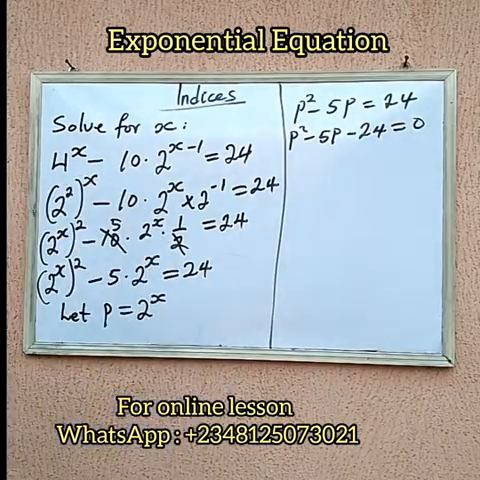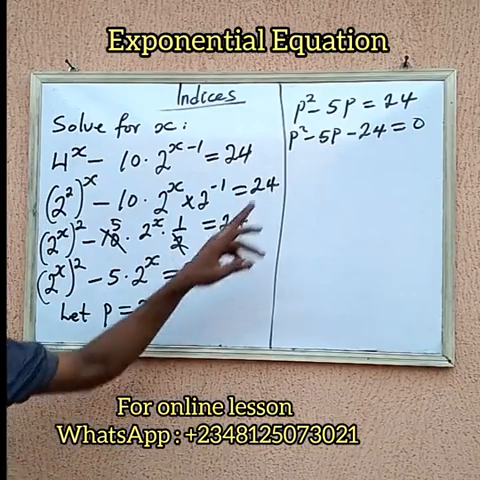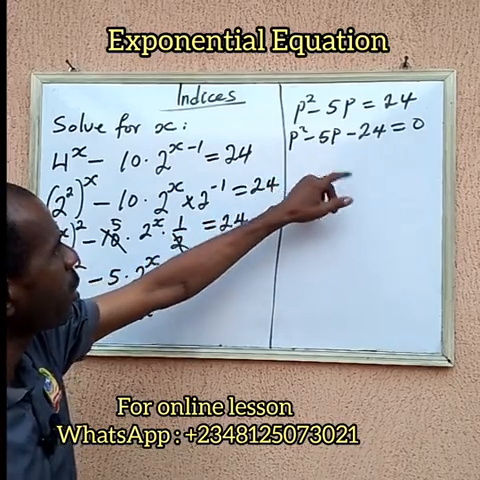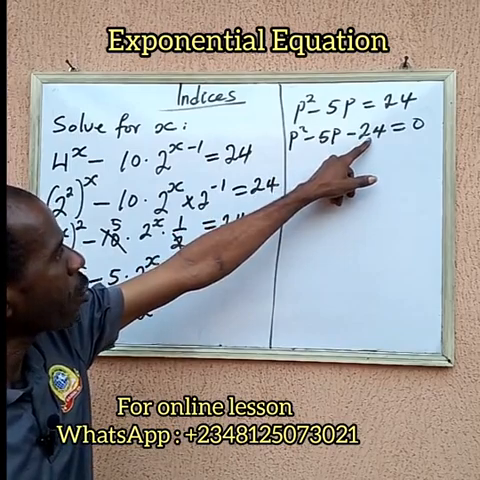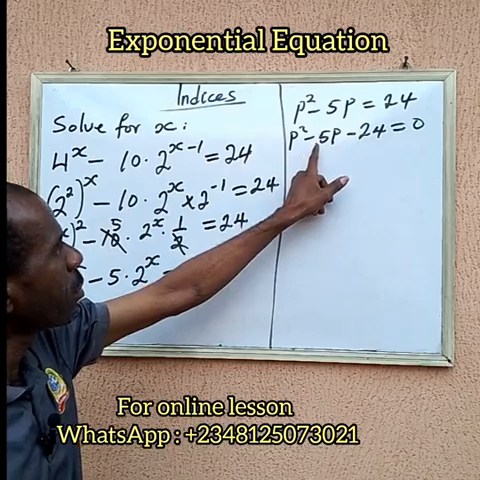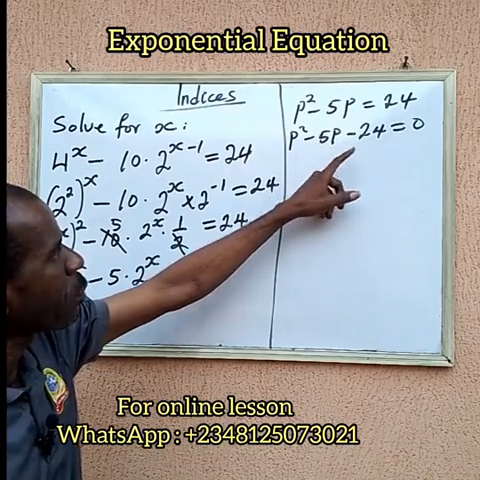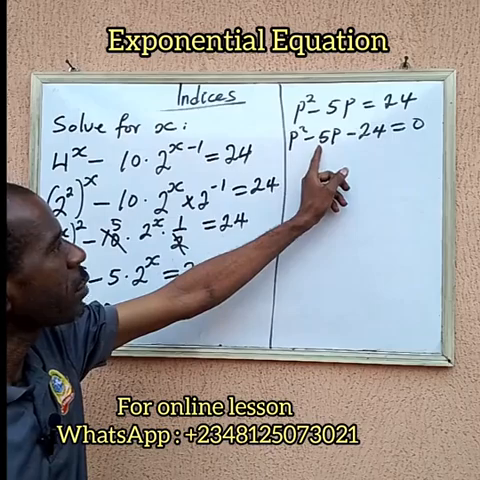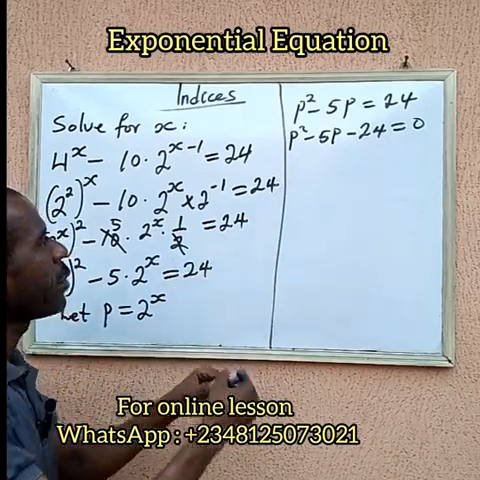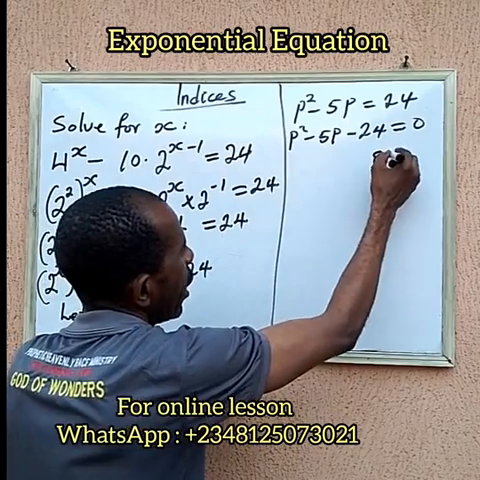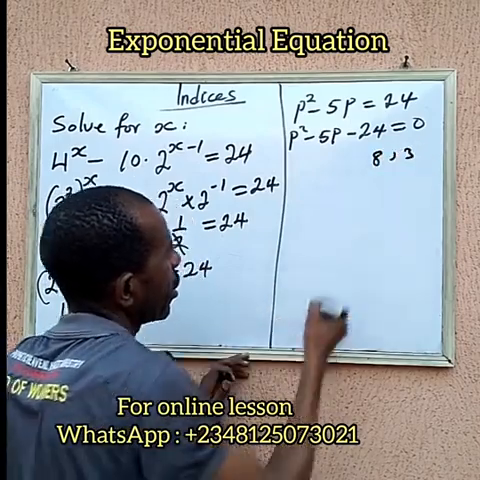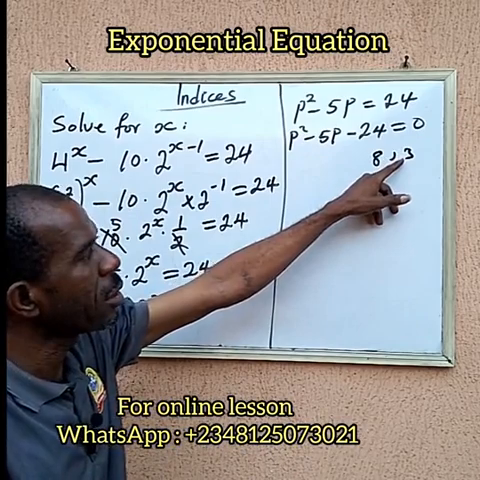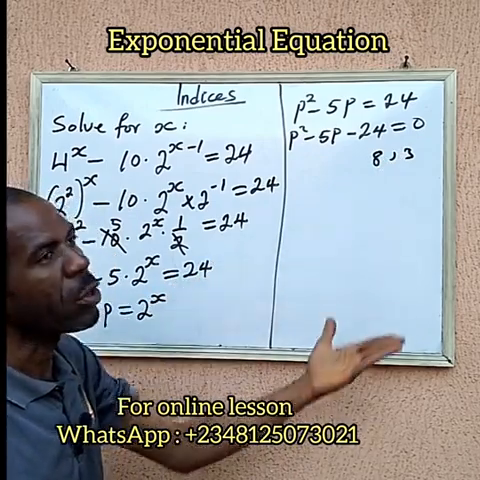Now let us look at this quadratic equation. Is it factorizable? Because the product here is minus 24 and the sum is minus 5. So what are the two factors of 24 that when added together give us negative 5? What if we have 8 and 3? Now let us check the sign. Minus 8 times 3 is going to give us minus 24.